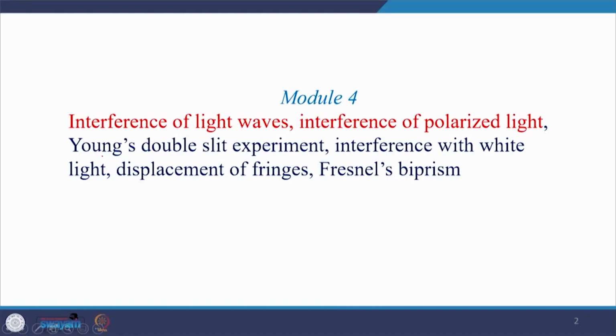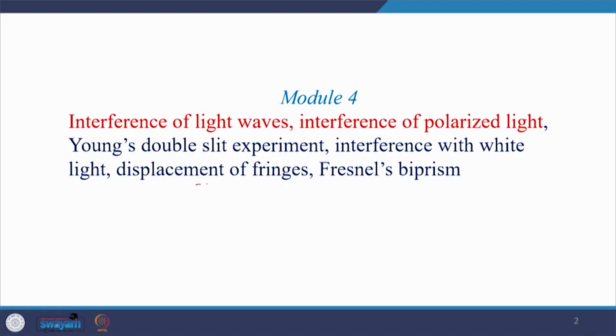Now in this module 4, interference of light waves will be discussed, and then we will talk about interference of polarized light. There is a small application of polarization while discussing interference, and therefore we covered polarization before interference. Then we will talk about the famous Young's double slit experiment. Then instead of using the coherent light sources, we will use white light and see how it affects the fringe pattern of Young's double slit experiment.